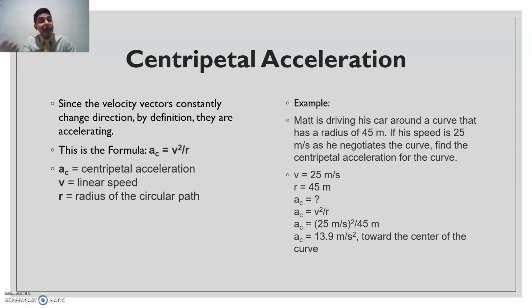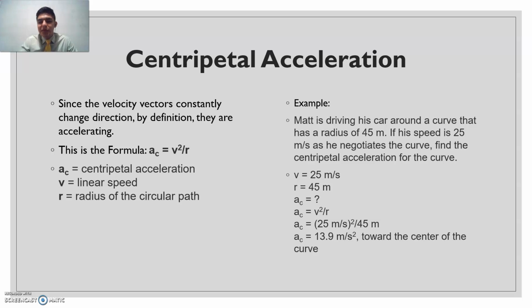We already have our linear speed, which is 25 meters per second. We also have our radius in the circular path, which is 45 meters. So based on that, what is our centripetal force? We are going to use our formula. Centripetal acceleration will equal our linear speed squared divided by the radius.